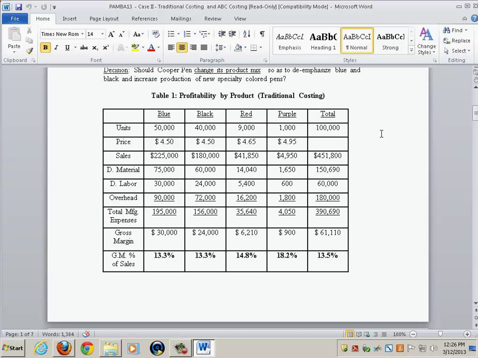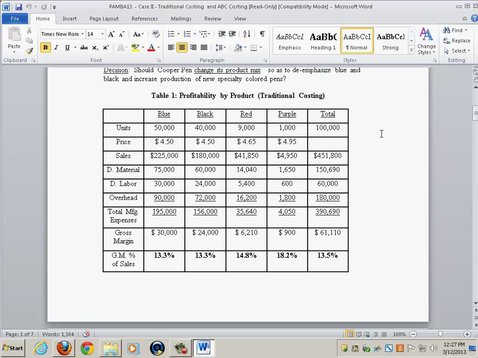Let's go over the numbers. You have units, price, dollar sales or revenues, direct materials, direct labor, overhead, total manufacturing costs. The difference between total revenues and total manufacturing costs is gross margin. And then to calibrate for the differences in the volume of the products, you have a calculation of gross margin as a percentage of sales.